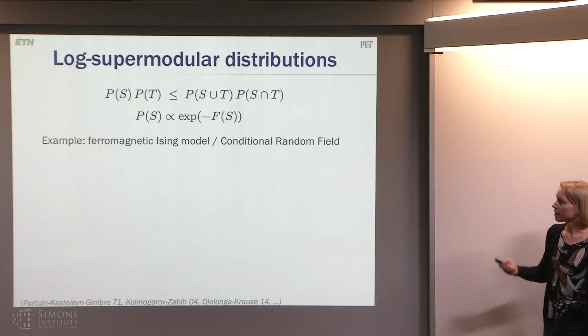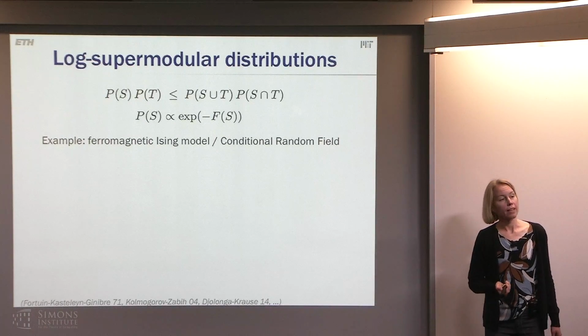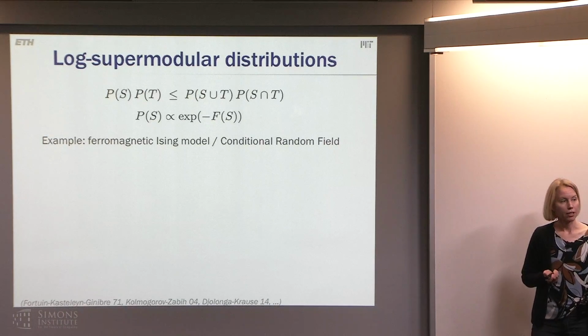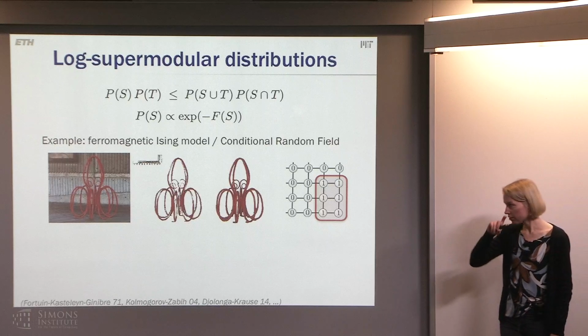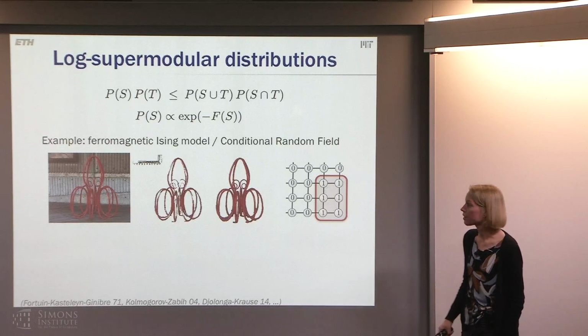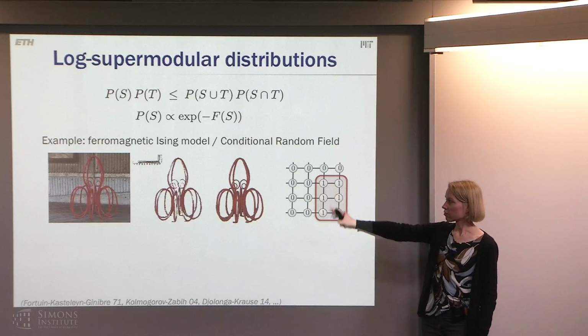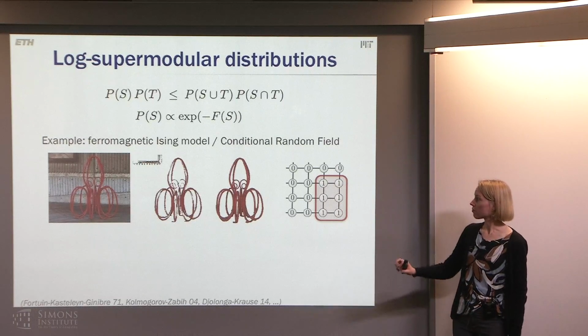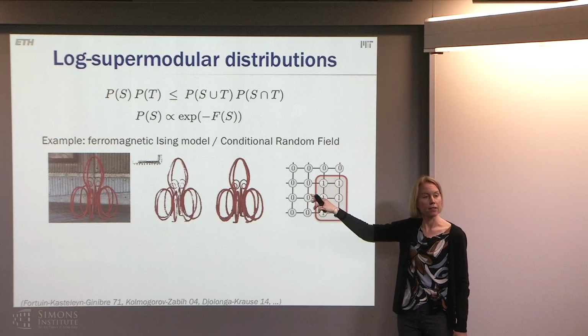And let's just look at an example. An example is the ferromagnetic Ising model, or conditional random fields with submodular potentials. On the applications side, this is, again, computer vision and image segmentation. Let's say we actually have a Markov random field, a probabilistic model, over this image where each of these variables corresponds to a pixel.